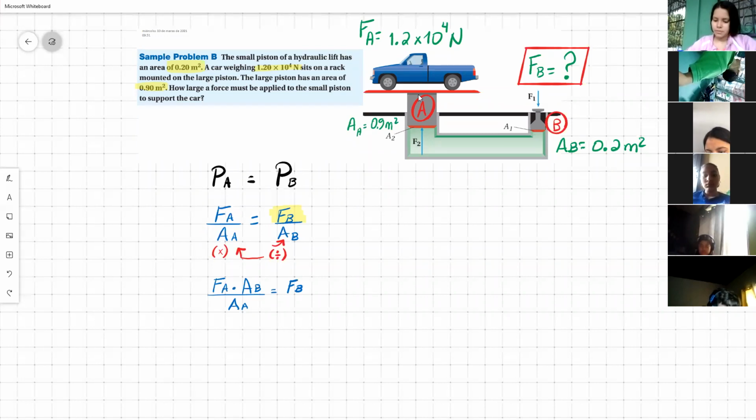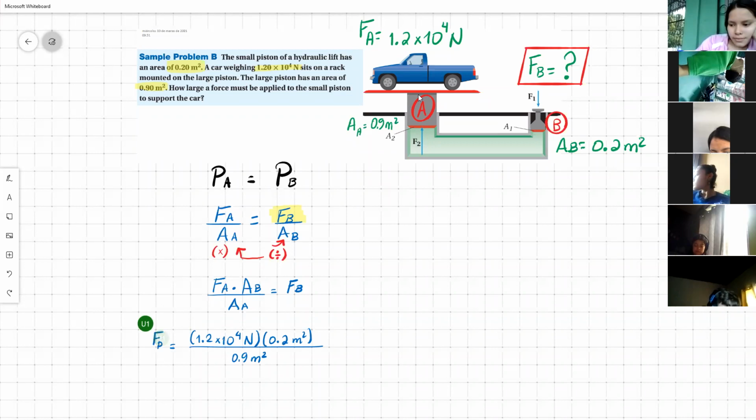FA, that is 1.2 times 10 to the 4th power Newton, is multiplying the area B. The area B is the small piston, and it is equal to 0.2 square meters. And I am dividing by the area A, which is 0.9 square meters. This is equal to force B. How much is this?